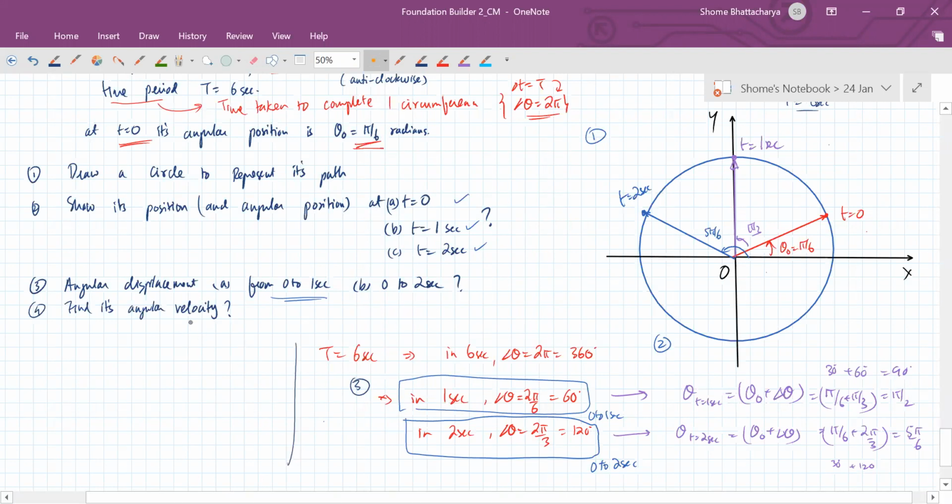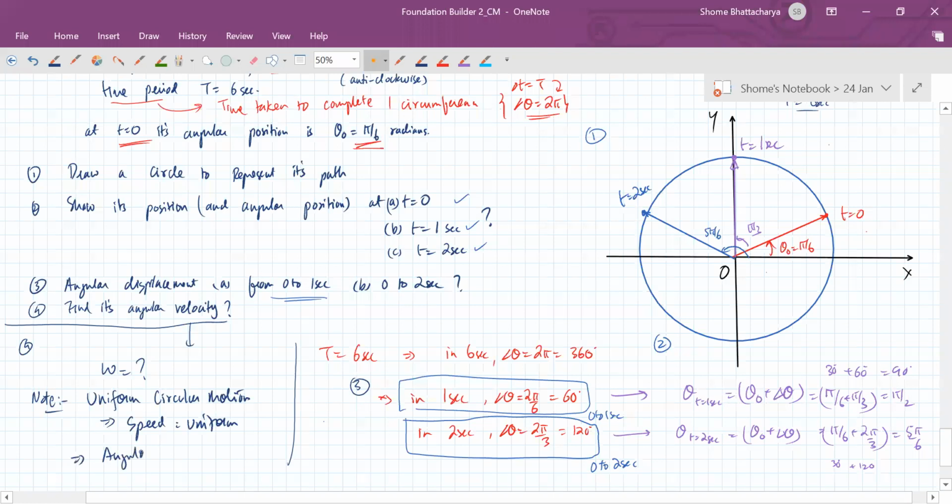Okay. Now, what about the angular velocity? Here, this is very important. Pay attention to this fourth part here. What is happening is that it is a uniform circular motion. Uniform circular motion means that this speed is uniform. So that also means that the angular velocity is also uniform. If the speed is uniform, it means that the angular velocity also becomes uniform, because if it's covering equal distance in equal intervals of time, it is also covering equal angular displacement in equal intervals of time. No?